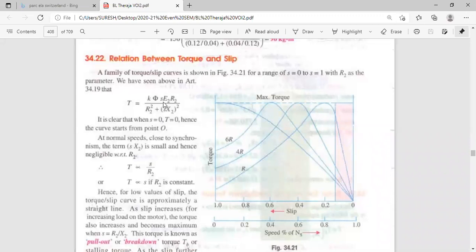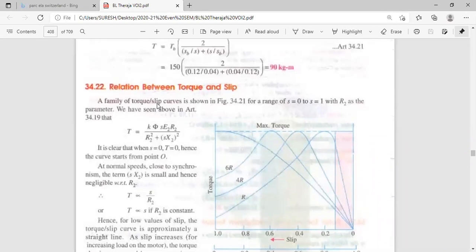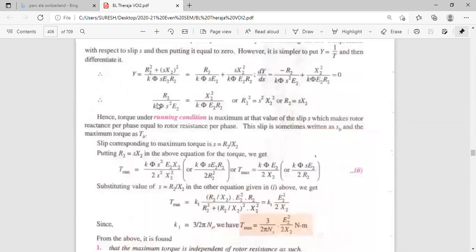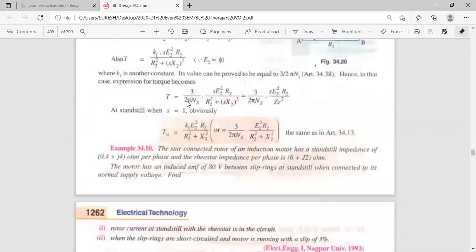Torque tau is equal to 3 by 2 pi ns S E2 square R2 by R2 square plus S X2 whole square. Torque slip characteristics we'll see in the next class. But you have to remember this formula. In between slip and torque, what is the relation? We'll see in the next class based on this formula. The derivation is not important. Only the formula is necessary for you.